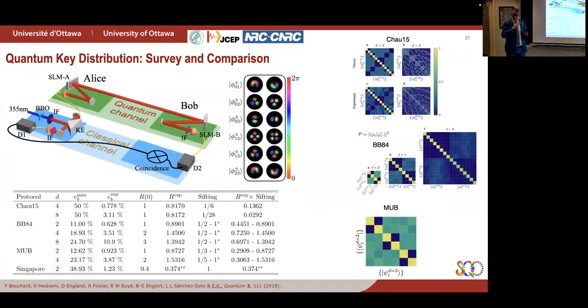And of course, we are interested in using them for high dimensional quantum key distribution. We had Alice and Bob, connected by a classical channel. Then we decided to go with different protocols and verify when high dimensional space would be useful and also overcome some limits that we have in bidimensional cases. We changed, for example, the protocol: Chau15, BB84, a tomographic way, and also the Singapore protocol. And we went from dimension 4 to dimension 8, or dimension 2 to 8, etc.